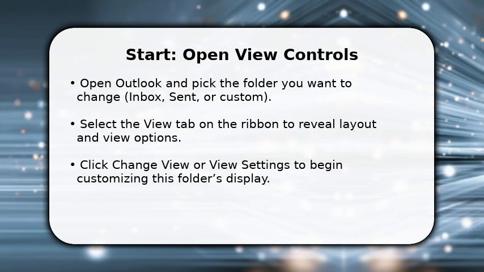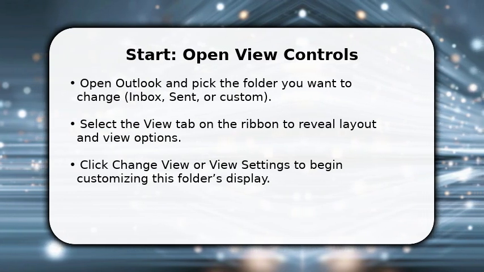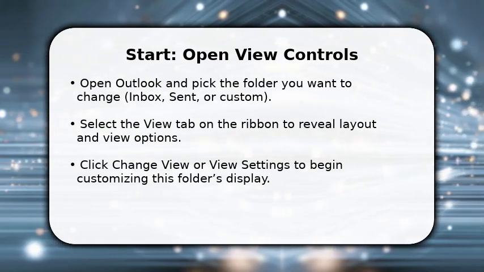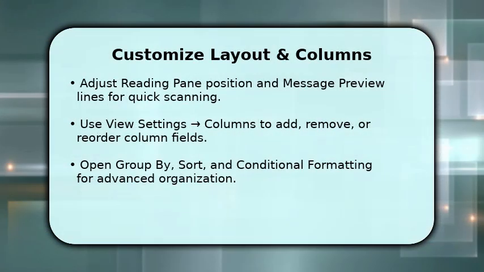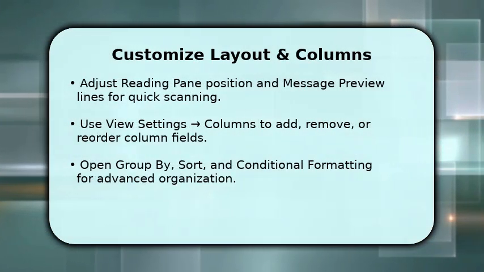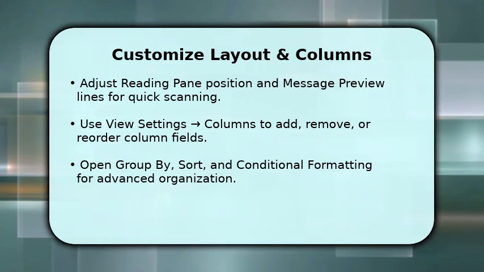You do this now so you can modify only the chosen folder without affecting others, making small adjustments that you can test immediately. Next, customize layout elements to control how messages appear. Move the reading pane to right, bottom, or turn it off. Set message preview to 0-3 lines for scanning.